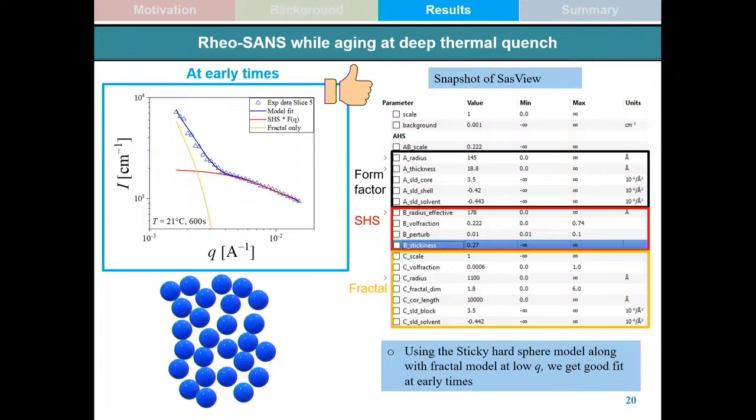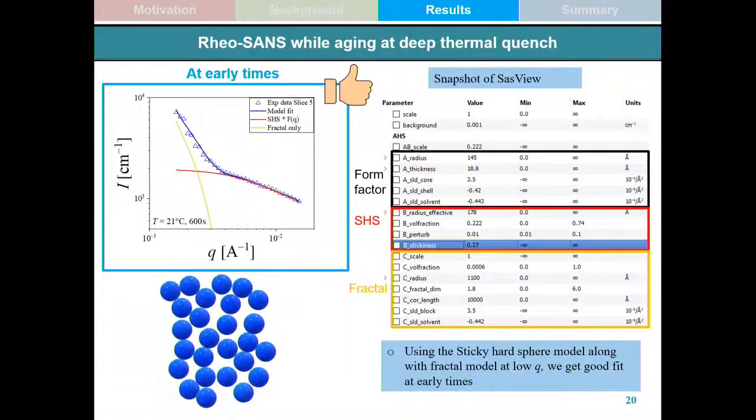So we use the sticky hard sphere model, which is commonly used to model attractive systems, and we did the simulation and the fitting using SasView. Here is a snapshot of how SasView looks. It might look very complex, but it's not that complex. I'm just trying to explain the different components which we have used to model the scattering data here. First is the form factor, which contains the information of the size of your particle, which you already know beforehand, and you can also gain insight from micrography or images. We then use the structure factor, which is of sticky hard sphere in nature, and we get a parameter which is stickiness.